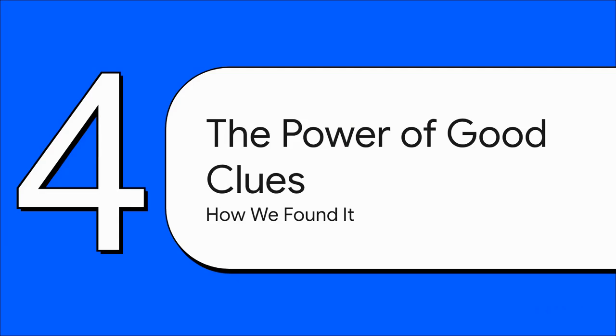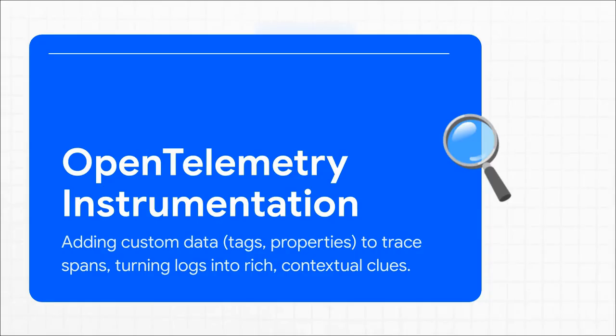So we found the culprit, which is great, but the really interesting part of this whole story isn't just what we found, but how we were able to find it so quickly. Let's take a look at the techniques that made this whole investigation go so smoothly. The secret sauce here is something called OpenTelemetry instrumentation. Now, that sounds fancy, but the idea is actually pretty simple. It's all about enriching our telemetry. We're not just logging that a database call happened. We're adding rich custom details, things like tags and properties that give us the full context, the whole story of what was happening at that exact moment.